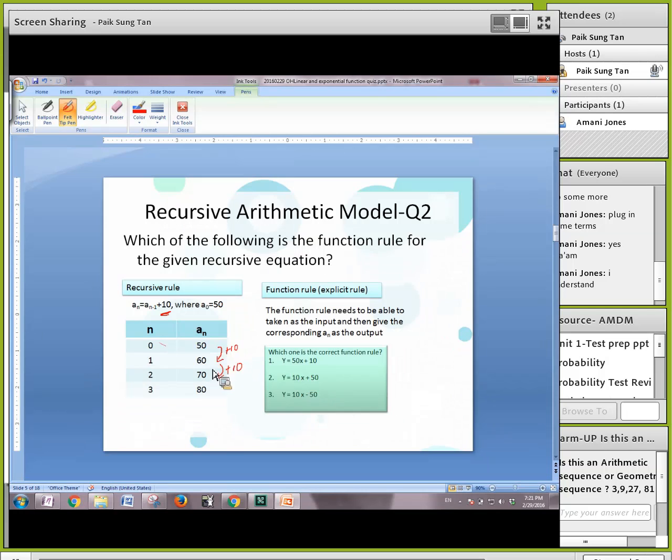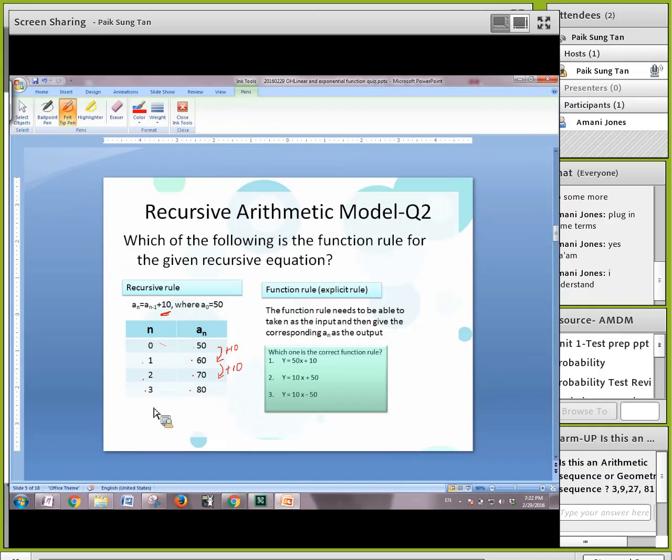So here's the recursive rule that we just came up with from the previous questions. When n is equal to 0, a_n is 50. When n is 1, a_n is 60. When n is 2, a_n is 70. When n is 3, a_n is 80, like we calculated just now on the slides. Now you're given choices of function rules, and you want to know which of these matches the input and output. Remember the words input and output for a function?